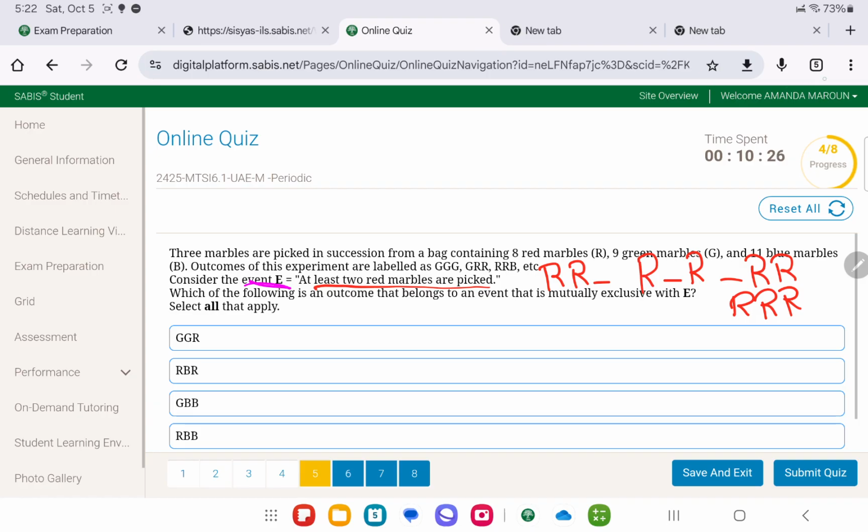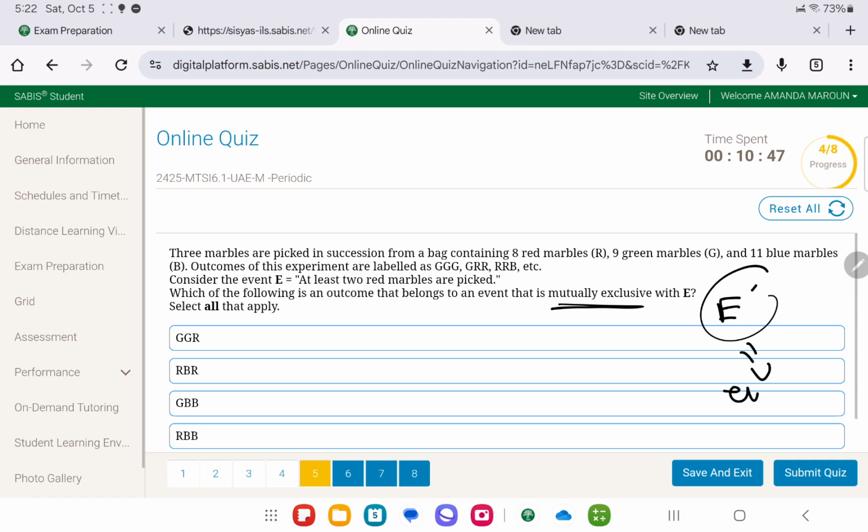Okay, so if we're going to do this, it's going to take a lot of time. But we didn't read the question first, so don't do like I do and not read the question. Okay, read the question. Which of the following is an outcome that belongs to an event that's mutually exclusive? What do they mean by mutually exclusive? They mean the complement. So we need the complement of E.